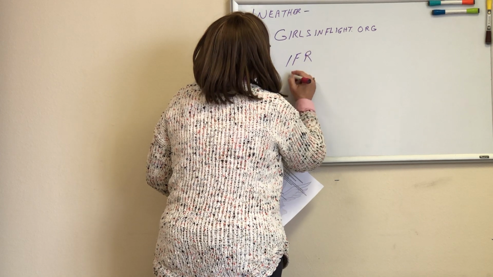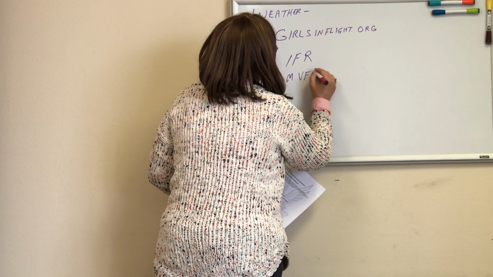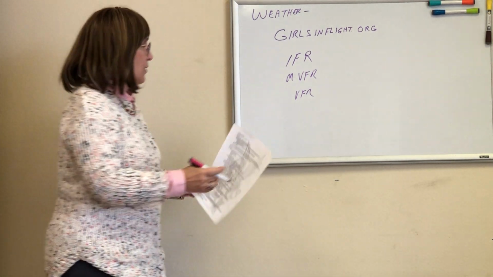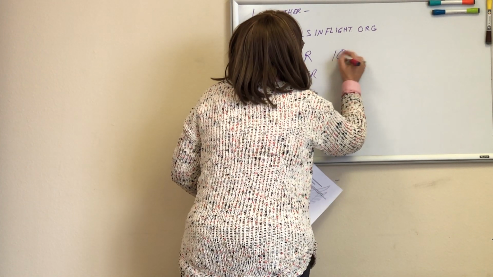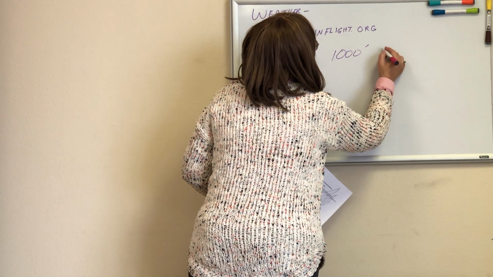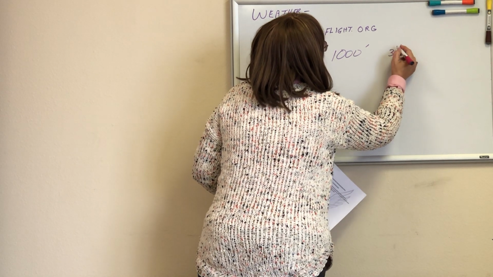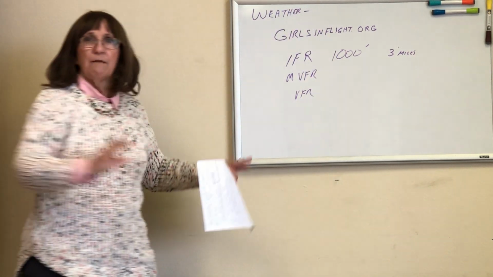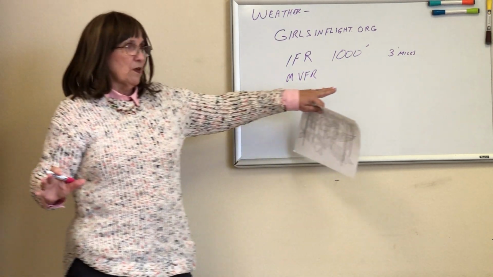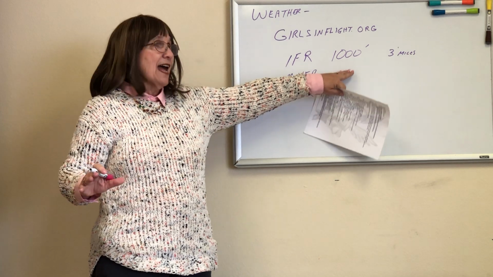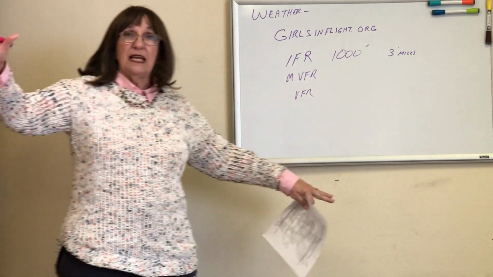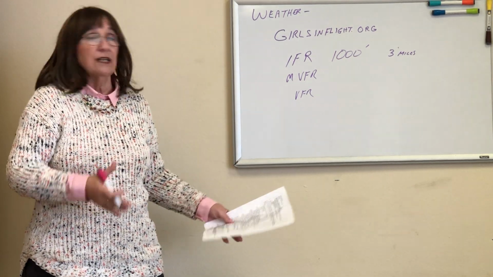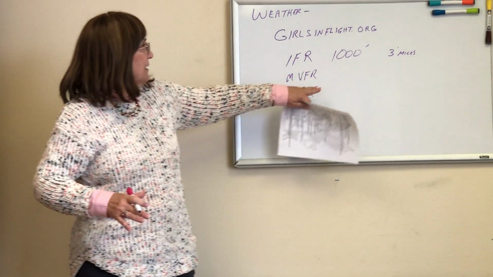The difference between IFR, marginal VFR, and VFR. Okay, so IFR, 1,000 foot, 3 miles visibility. If I don't have that, I'm IFR. Okay, especially at a towered airport. I need 1,000 and 3, or else they turn on the beacon, and the field's IFR, sorry, you can't go, unless you ask for a special VFR. We'll talk about that one later.